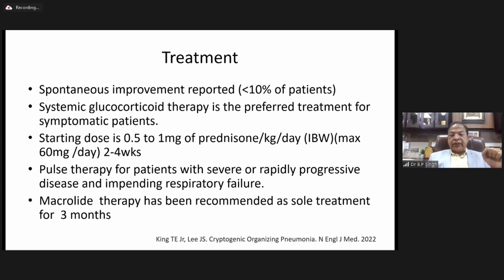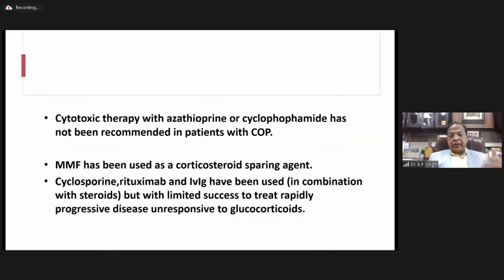And one very important development in the last couple of decades has been macrolide therapy in the form of clarithromycin 500 mg BD for 3 months, recommended as a sole treatment. It has proven to be very effective, especially in those patients who are not very severely sick and do not have respiratory insufficiency.